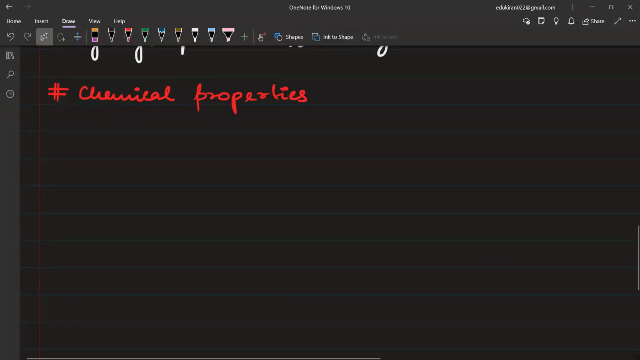By the way, in ethers, this physical property that I have written now is also very important. For example, they will ask you why ethanol has higher boiling point than methoxy methane. So these type of questions they will ask. In general, they can ask why alcohols have higher boiling point than ethers. Why ethers have lower boiling point than alcohols, of comparable molar masses.